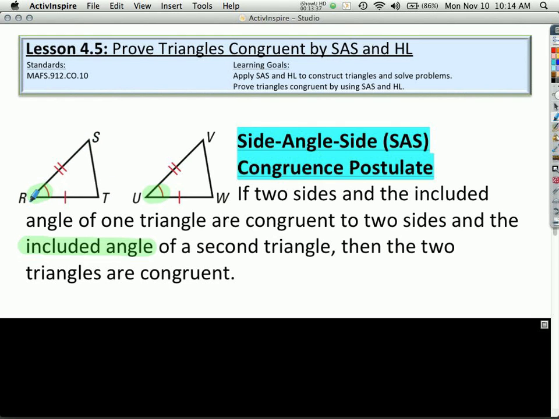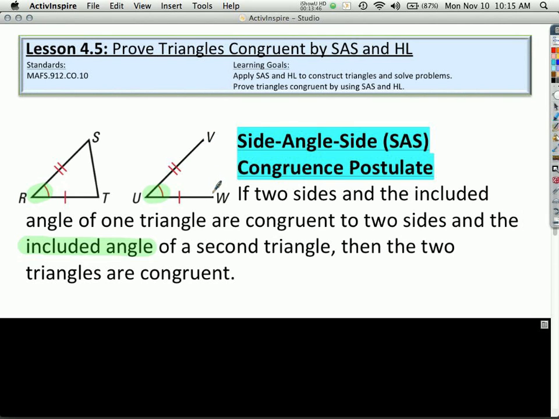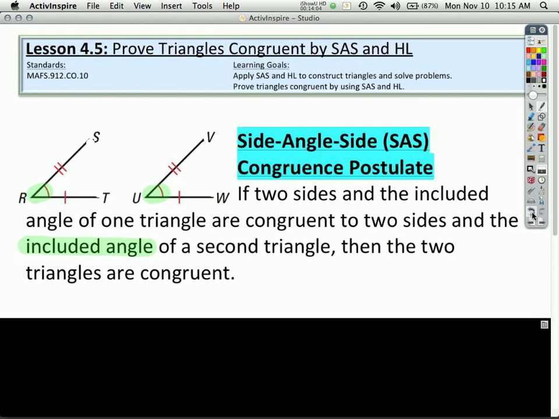So look at it this way. We did an experiment last week, and in essence, this is what we proved. If you can show that, then that automatically means that the triangles are congruent to each other. So the third side doesn't matter. What matters is the two sides with the angle that's connecting them. Any questions about that?